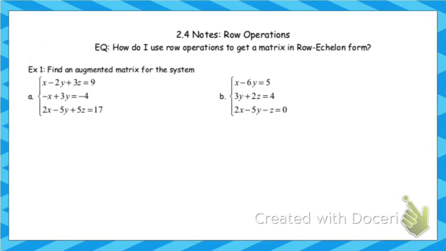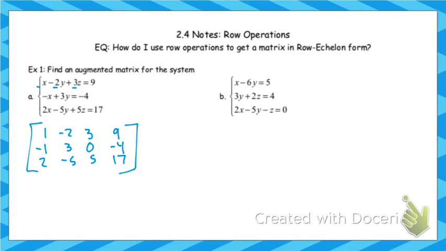So what we're going to do is find what's called an augmented matrix for this system. And what that means is we're just going to list our coefficients and put them in a set of brackets. So the coefficients of my first would be 1, -2, 3, and 9. Then -1, 3. If you notice, there is no 0, so I'm going to fill in a 0, then -4. Then 2, -5, 5, and 17.